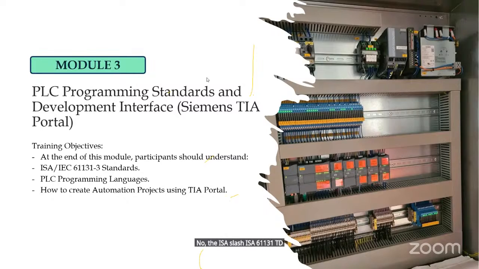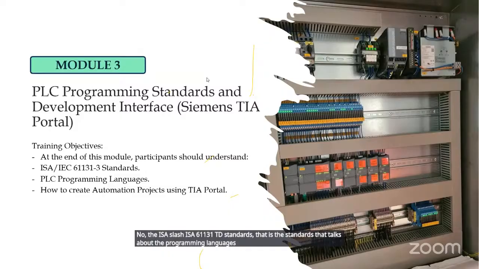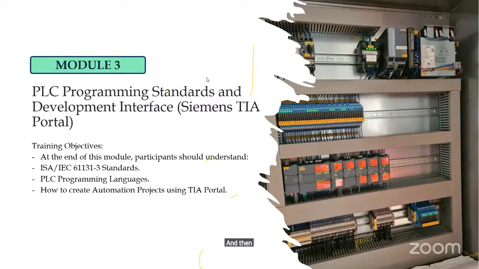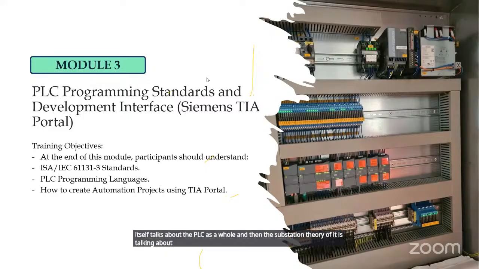That is the standard that talks about the programming languages that we have. 61131 itself talks about the PLC as a whole, and subsection 3 of it is talking about the programming languages that we have. And then you should also be able to create automation projects using the TIA Portal.